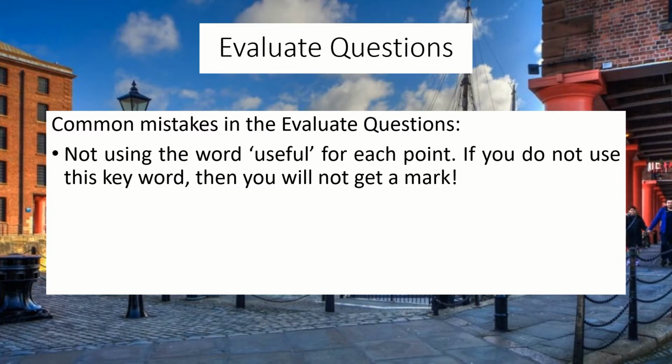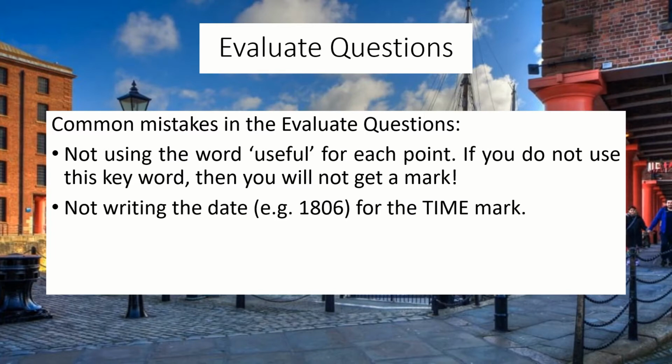Source A is useful because it's written by a historian. This means that they will have researched and used sources to inform themselves. Source A is useful because it was written in 2014. This means it was written with the benefit of hindsight. That's all fine. You've got to make sure you're using the word useful.